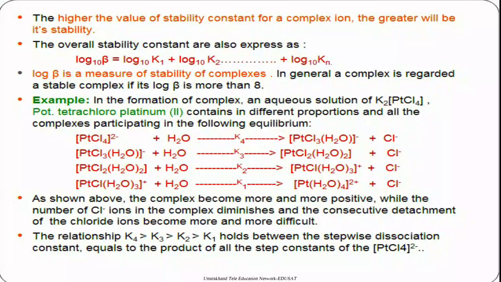So we can represent this relationship as K4 greater than K3 greater than K2 greater than K1, meaning the replacement of chloride ion is more difficult. And the overall constant equals the product of all the stepwise constants of the PtCl4 2-.